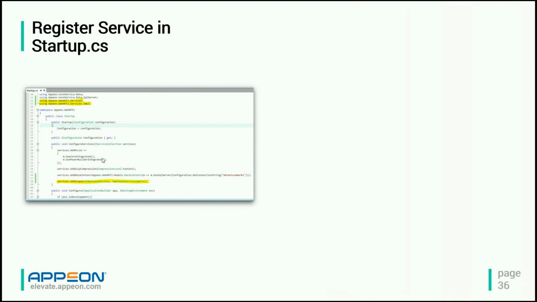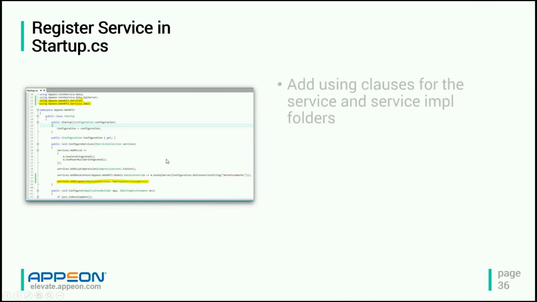Okay, now I'm going to go to my services, my startup CS file. Every time I create a new service, I need to add it to the ConfigureServices method. So I say services add scoped. I give it the name of the interface and the name of the implementing class.